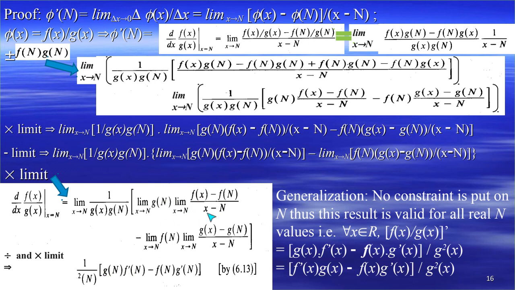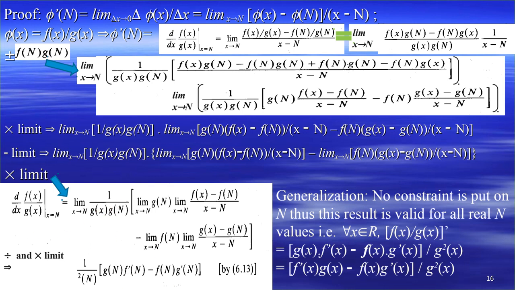Great. And here I have the limit of g of n, which is a constant, which is itself g of n. And the limit of f of x minus f of n over x minus n is the derivative of f of x at the point x equals n. So it is f prime of n, you see. Minus the limit of f of n when x goes to n, which is f of n itself. And the limit of g of x minus g of n over x minus n when x goes to n is the derivative of g of x at the point n, which is g prime of n. So I obtain g of n times f prime of n minus f of n times g prime of n, the whole over g square of n.